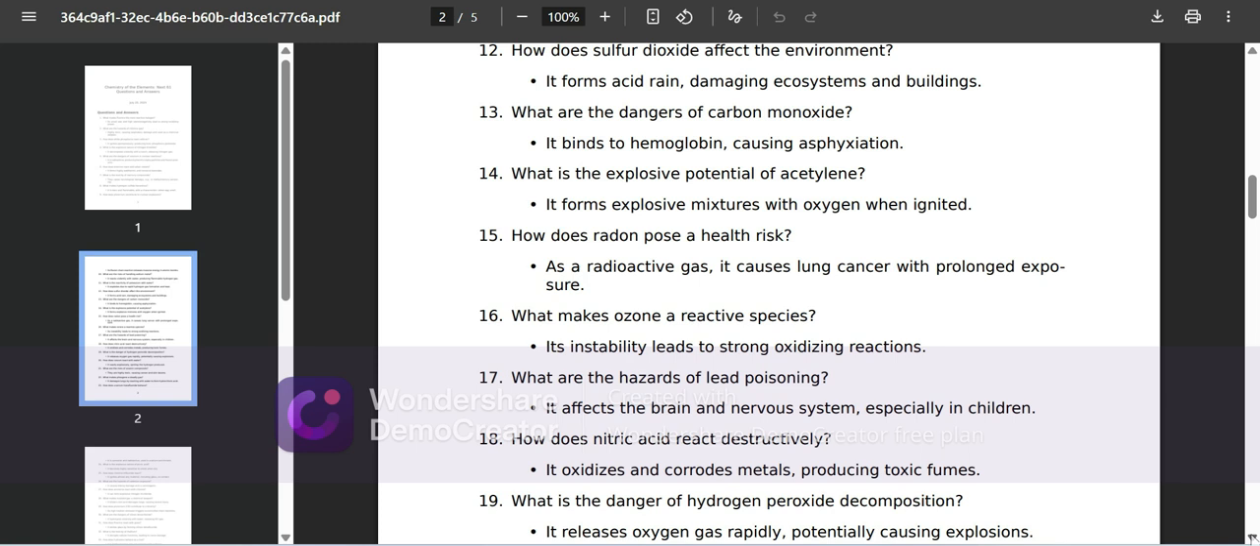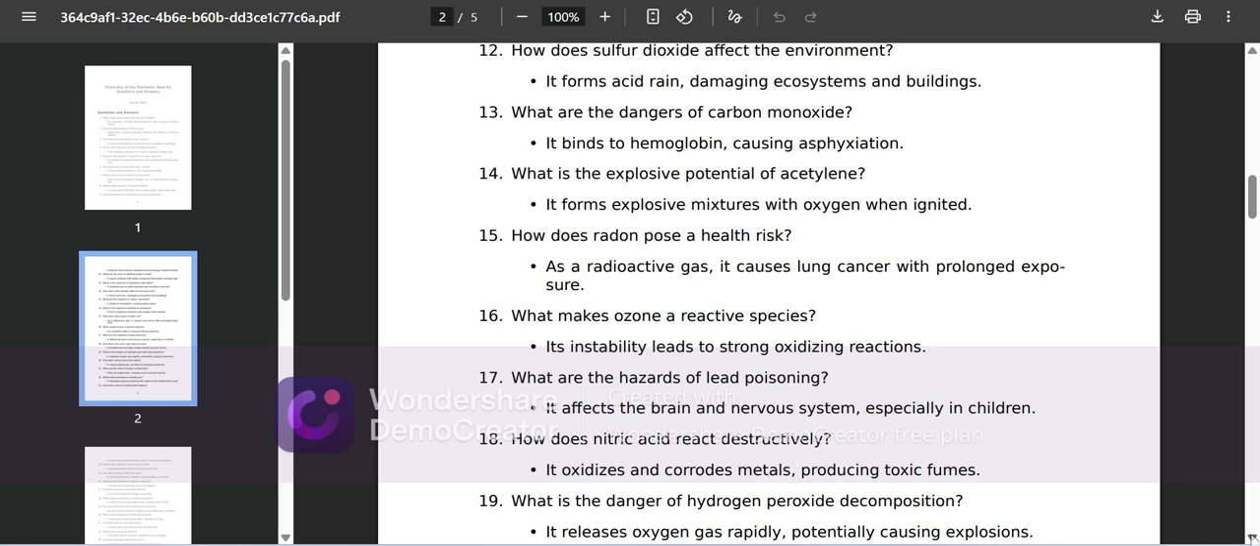It binds to hemoglobin, causing asphyxiation. What is the explosive potential of acetylene? It forms explosive mixture with oxygen when ignited.